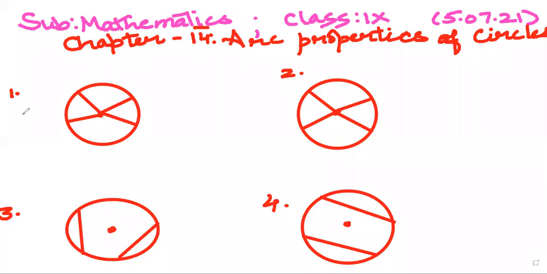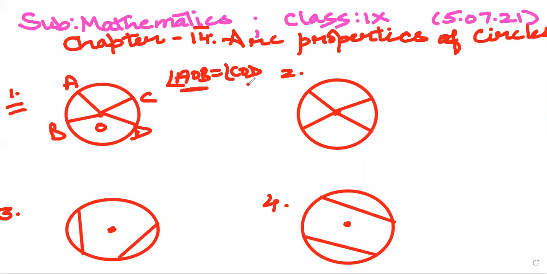Now, children, let us discuss these properties in one circle only. Let's see the very first one. In this one, you have a circle and let's name it: you have A, B, O, C, D. Suppose in the question it is given that angle AOB is equal to angle COD. According to the property, if the angles subtended at the center are equal, then their corresponding arcs are also equal.